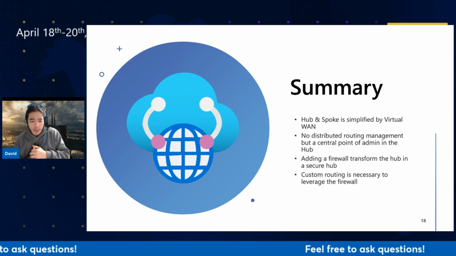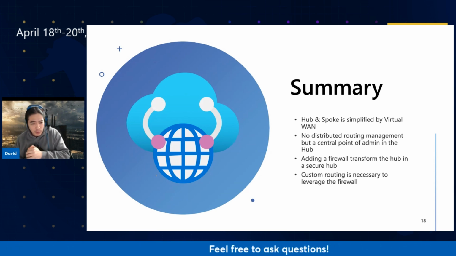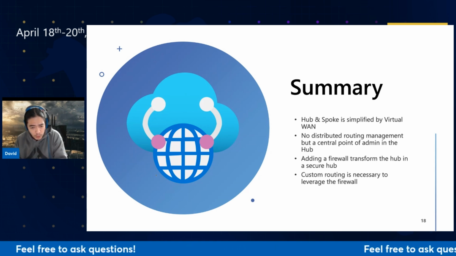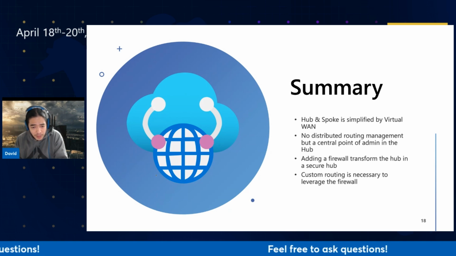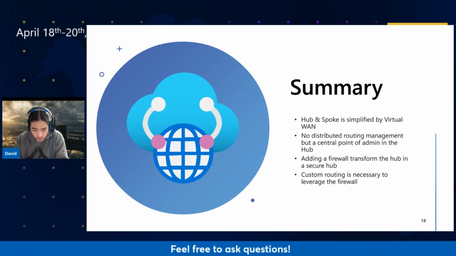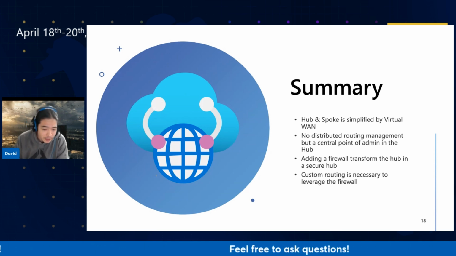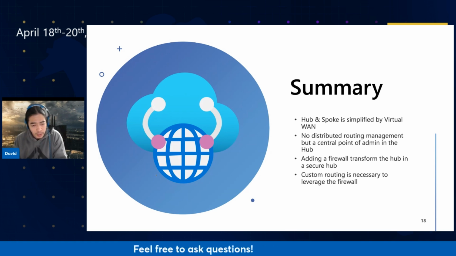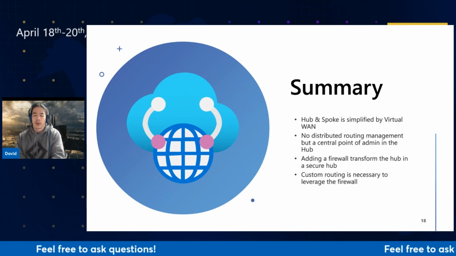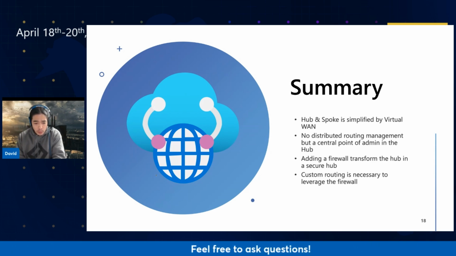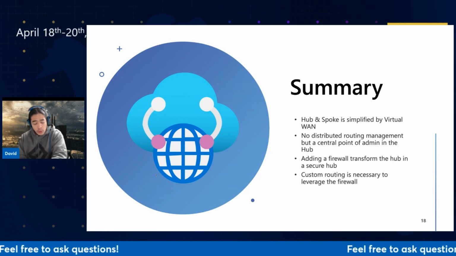So Virtual WAN is, in my opinion, a good way to go for the evolution of the hub and spoke. You have centralized management for the routing, as I said earlier, which is very interesting. And you also have the way to transform your hub into a secure hub. In this case, you need to leverage some custom routing. Once you go to the secure hub, you need to understand a little bit more about the routing strategy you need to use, because you can either do it as I showed you earlier, or use other means.